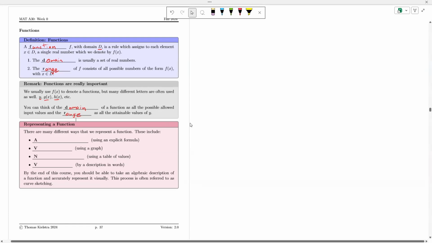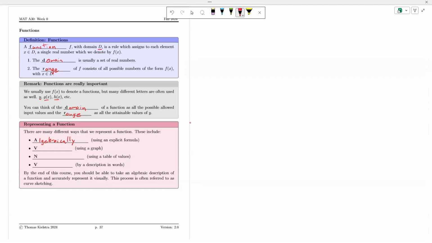Now, when we represent these functions, there are so many different ways. We can represent them algebraically. We can represent them visually. We can represent them numerically. And we can represent them verbally.